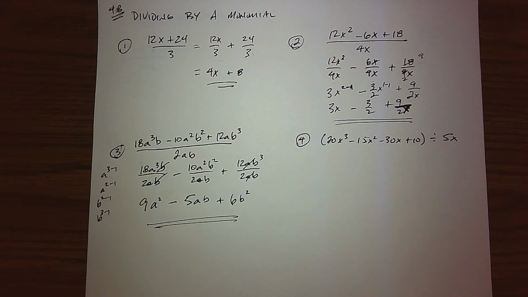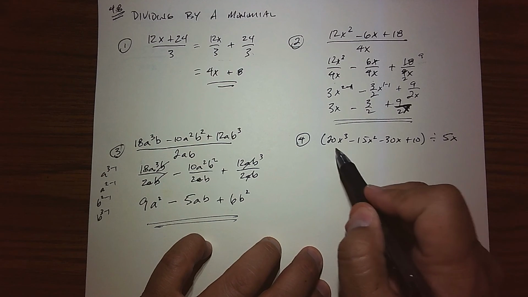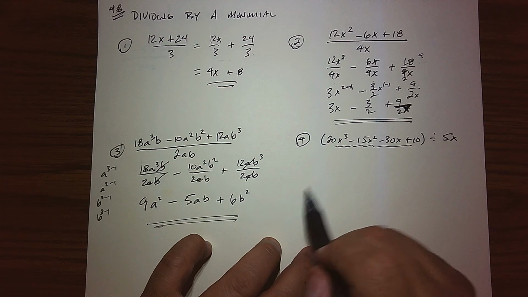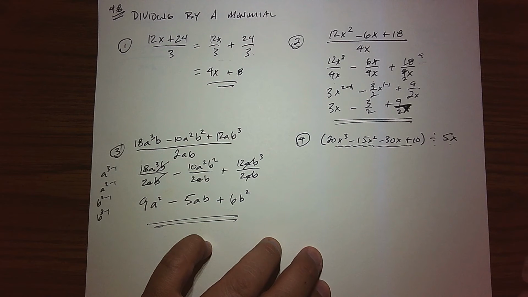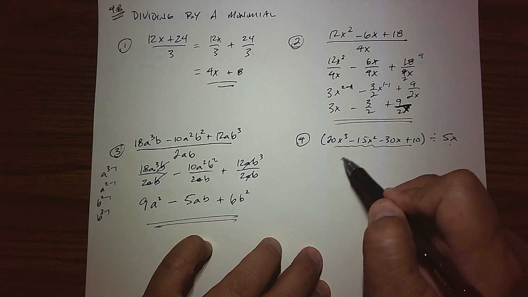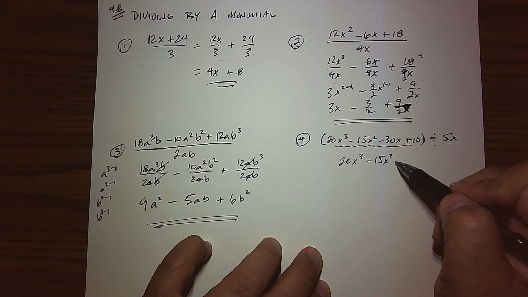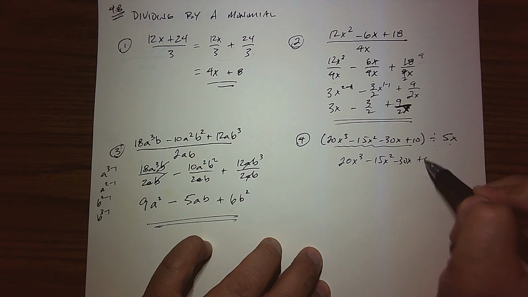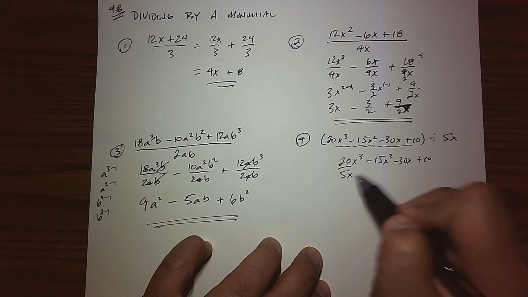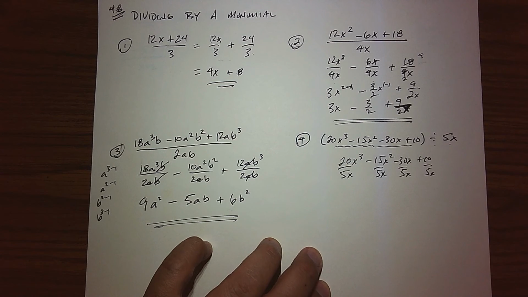When I take that trinomial and divide it by a monomial. Number 4, written a little differently, but we're still taking, the parentheses are important here, I'm taking this whole 4-term polynomial and dividing that by that monomial. And so if you rewrote this, this is like saying 20x cubed minus 15x squared minus 30x plus 10. And then each one of these gets divided by 5x. So just following what we did up here. And then we're back to simplifying fractions.